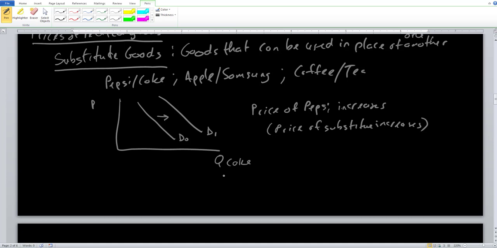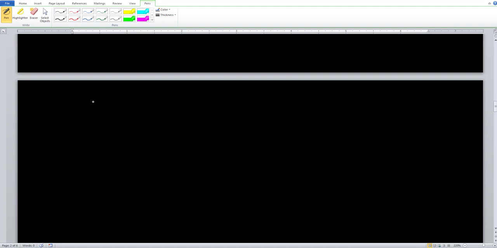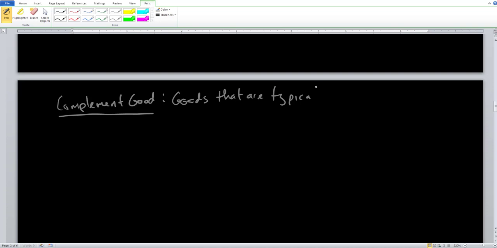And if something's not a substitute good, then we can consider it to be a complement good, which is the second component for these related goods. Next, take a look at the complement good. With the complement good, instead of them being used in place of one another, these are goods that are going to be consumed with one another. So goods that are typically consumed with one another.